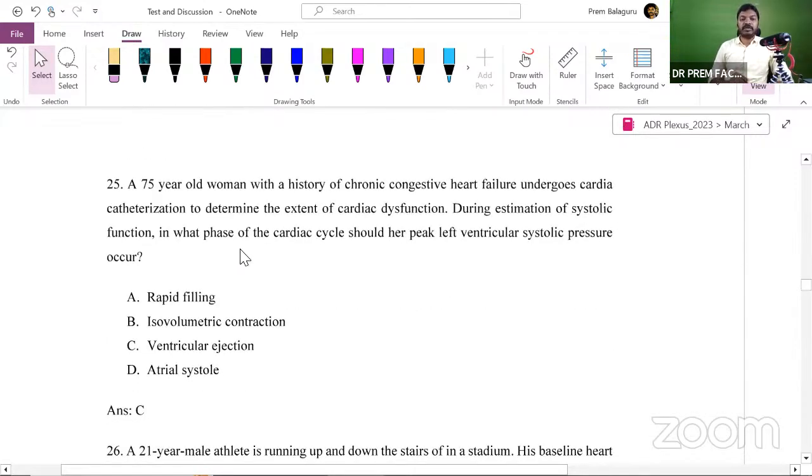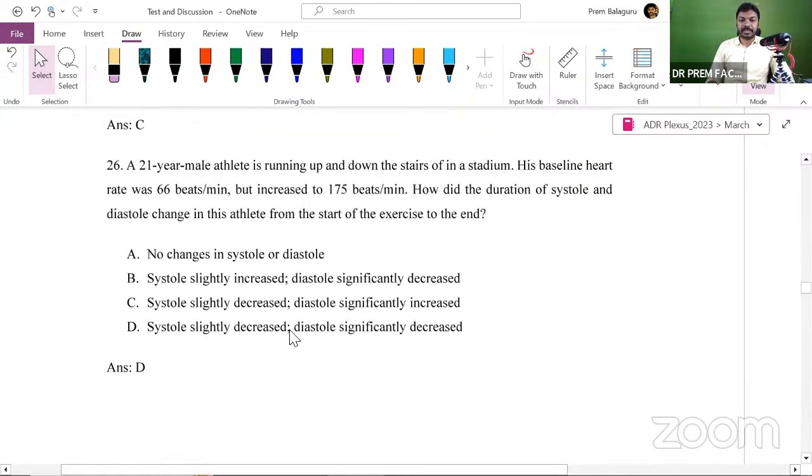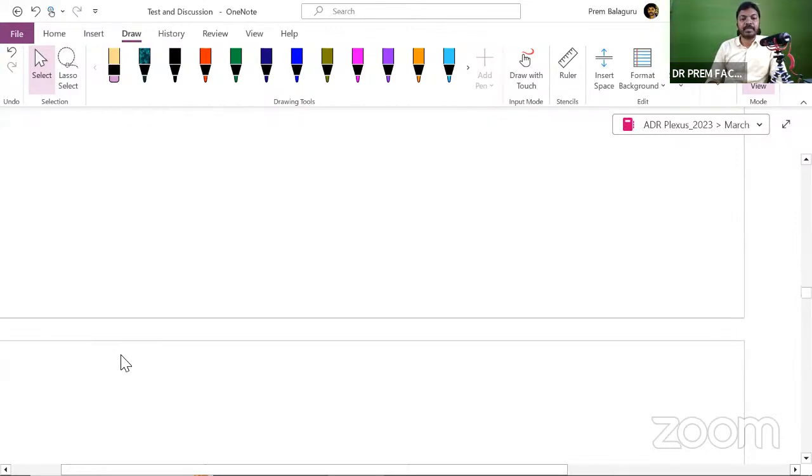Question 25, a 75-year-old woman with a history of chronic congestive failure, where there is going to be peak left ventricular systolic pressure. At what phase of the cardiac cycle does the LV systolic pressure peak? It's going to be ventricular ejection, C. Question 26, what happens if a patient's heart rate was 66 and it is increased to 175 beats per minute? There is a significant tachycardia. How does the timing of the cardiac cycle get adjusted? There is going to be a drop in systolic time as well as diastolic time. Option D is the right answer. For question 26, option D is the right answer.